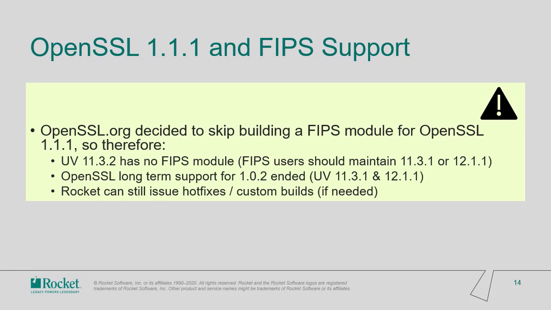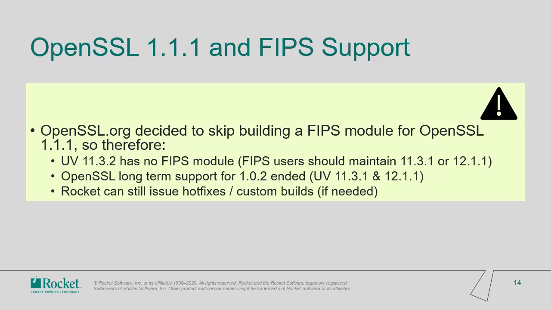Another big change with OpenSSL 1.1.1 is that OpenSSL.org made the decision to skip building a FIPS module for the OpenSSL 1.1.1 version. Therefore, Universe 11.3.2 has no FIPS module. This is leading to a tough decision for some sites, whether to upgrade for TLS 1.3 or SHA-3, or stick with what has a FIPS module. The decision to upgrade should really be based on security needs and compliance.